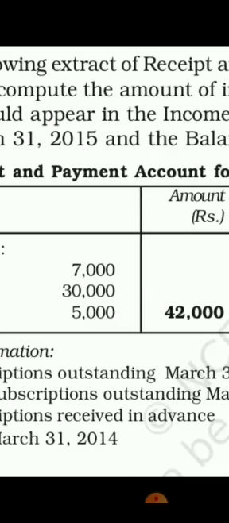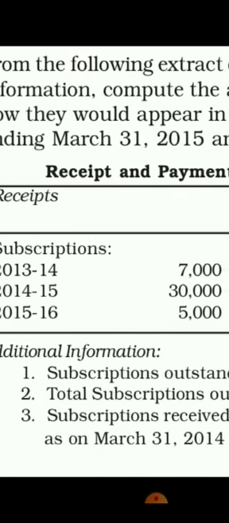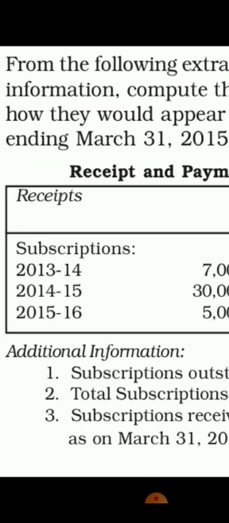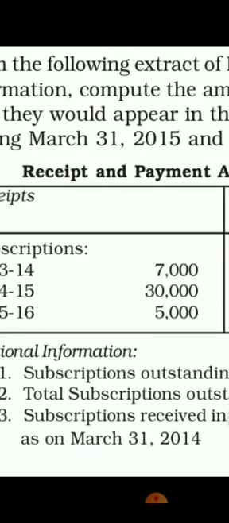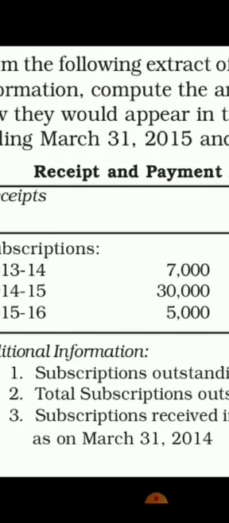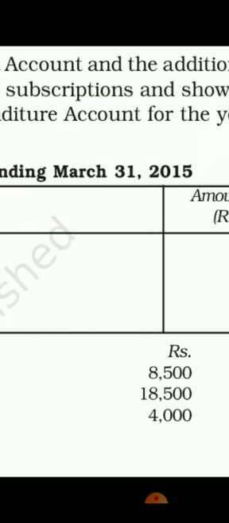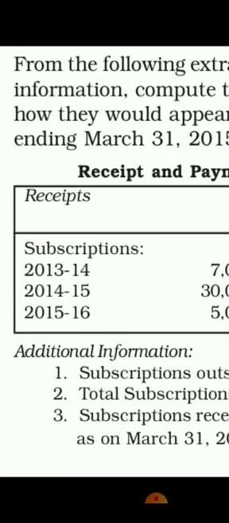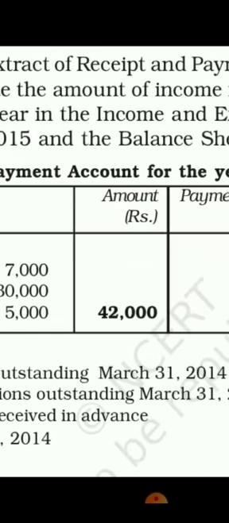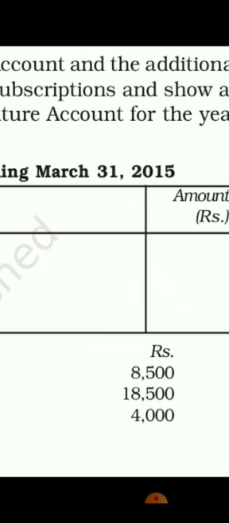Here the receipts and payment account is given. On the receipt side three subscriptions are given: 13-14, 7,000; 14-15, 30,000; and 15-16, 5,000. On the payment side, nothing is given. Then come to the additional information. In the additional information, subscription outstanding on March 31 2014 is 8,500.